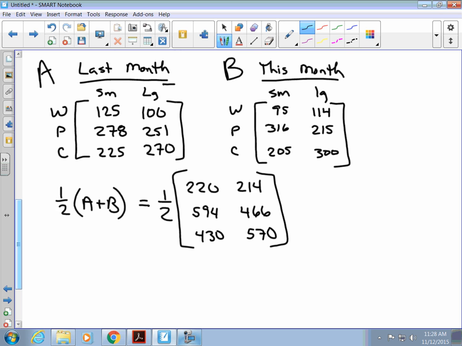So if we take and do the multiplication now, we're going to get 110, 107, 297, 233, 215, and 285.